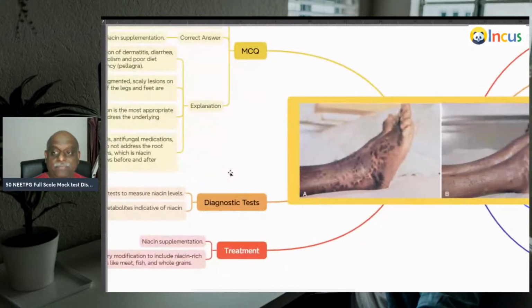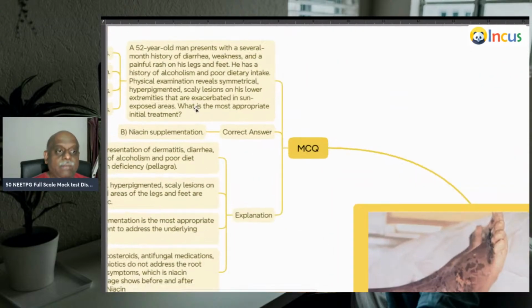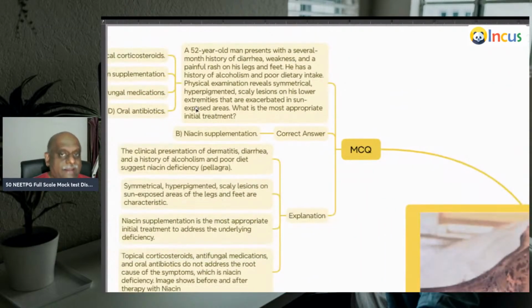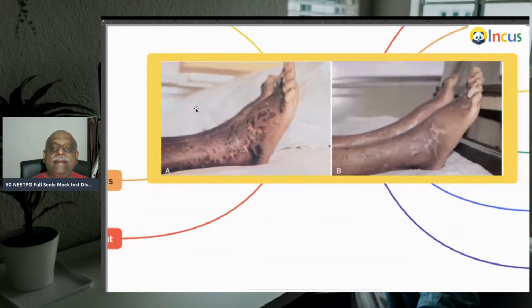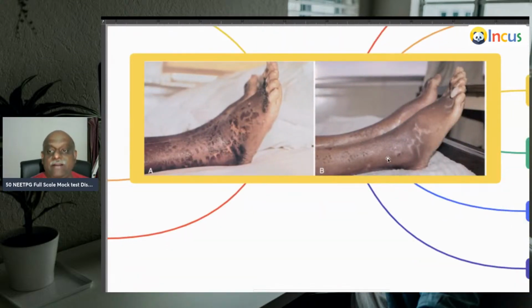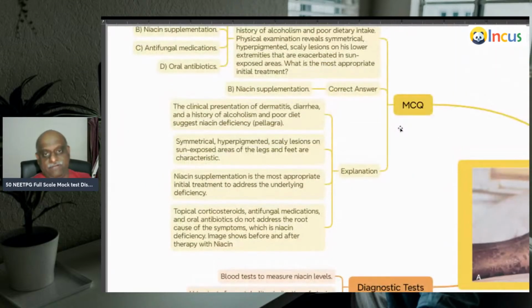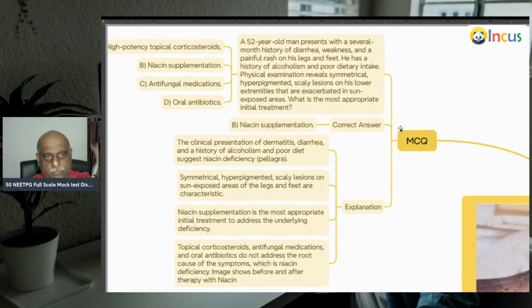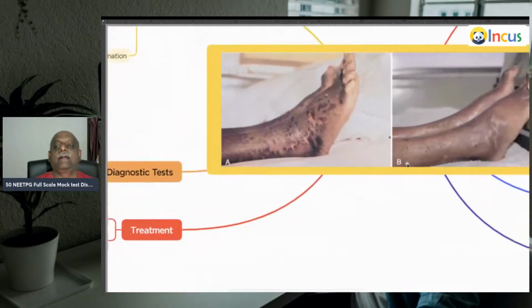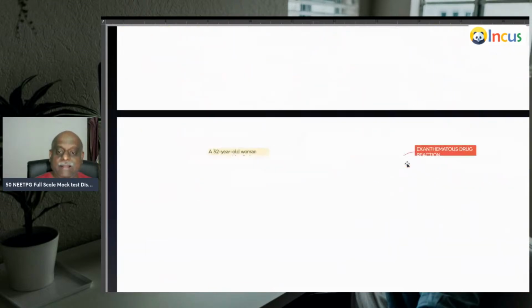A 52-year-old man with diarrhea, weakness, painful rash on his legs, and poor dietary intake. After giving treatment with niacin, it has improved. So it is a classical feature: dermatitis, diarrhea, history of alcoholism, poor diet. They are all the predisposing factors for the development of pellagra, is what you need to remember.